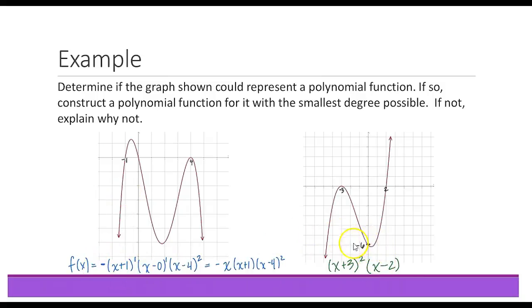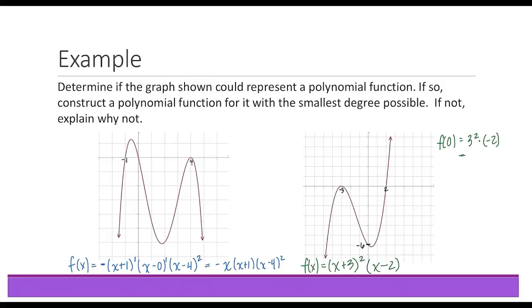But there's one last piece here, the y-intercept. So the y-intercept needs to be negative 6. So let's check right now what we have. We have f of x is currently (x plus 3) squared times (x minus 2). So let's see what happens when I plug in 0 into that. What is f of 0? Well, that's (0 plus 3) squared, so 3 squared, times (0 minus 2), so times negative 2.